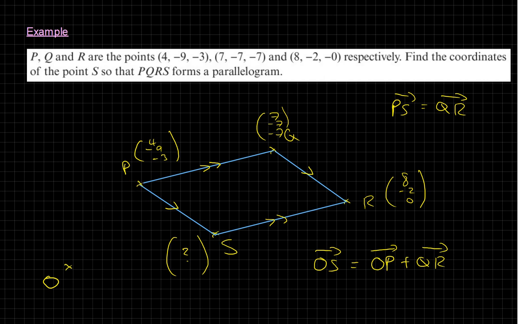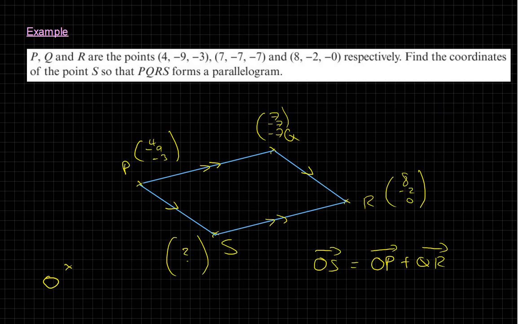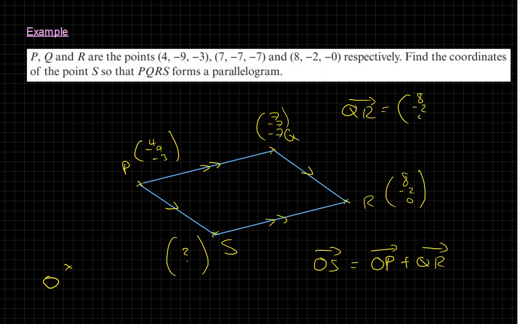And then OP we know, that's just 4, -9, -3. And QR, we just need to make a note of what that would be. QR is going to be the R vector minus the Q vector. In 3D it's all about using the rules of vectors, not worrying too much about what it actually looks like in 3D space. So it's a lot more theory based.